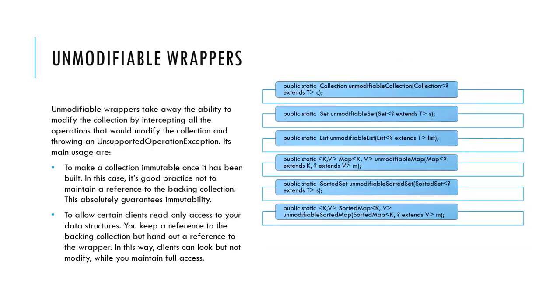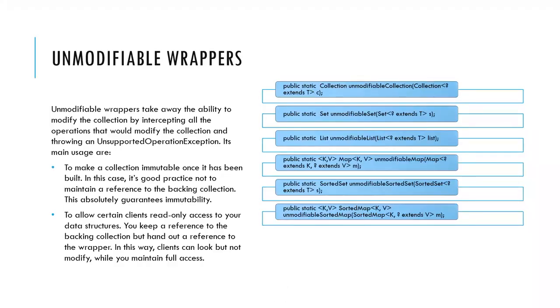Also, there are unmodifiable wrappers, which make a collection immutable. For example, when you use some methods, you can accidentally modify the collection, and then it's hard to find this kind of error. So you can just make your collection unmodifiable and then work with it.